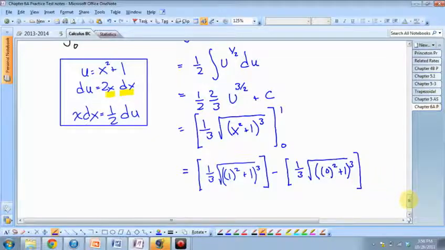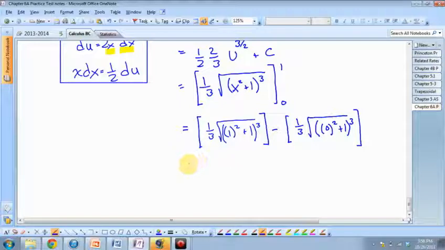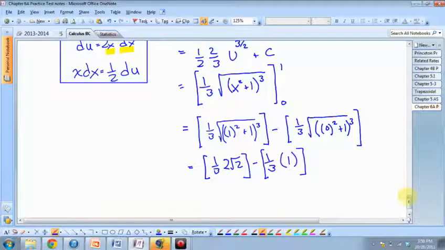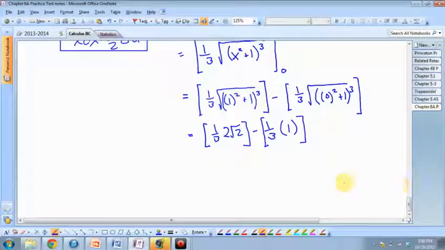Okay. Yeah, it's pretty ugly, right? 1 plus 1 is 2. 2 cubed is 8. Square root of 8 is 2 root 2, is it not? So it's 1/3 of 2 root 2 minus 1/3 of 1. I don't know how they simplified this. Did they factor out a 1/3? Yeah. 2 root 2 minus 1.